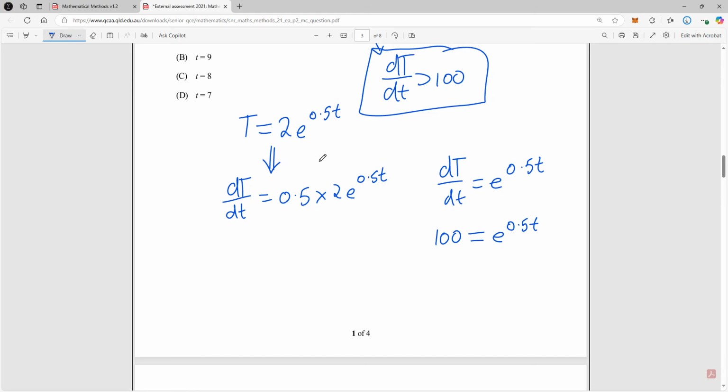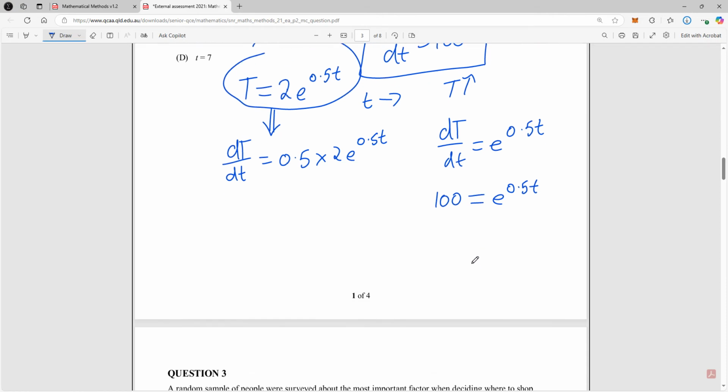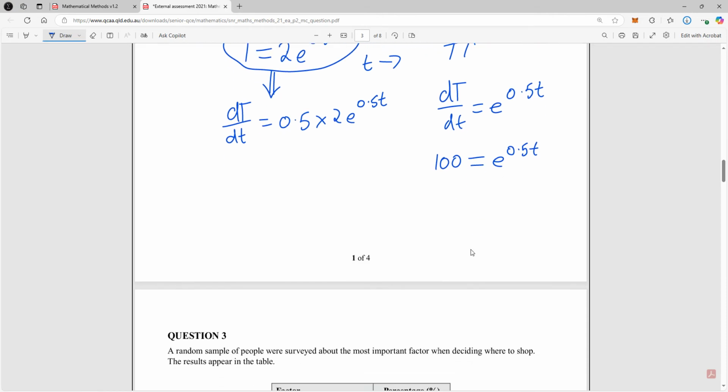Now, when we're looking at this curve, obviously as time goes on, the temperature is going to increase because of the exponential curve. So if we know what time it's going to hit 100 degrees, then that's going to be the time when it's greater than or equal to 100. It's much easier to work this out than the inequality, because that can get a bit confusing. So we'd have to solve for this.